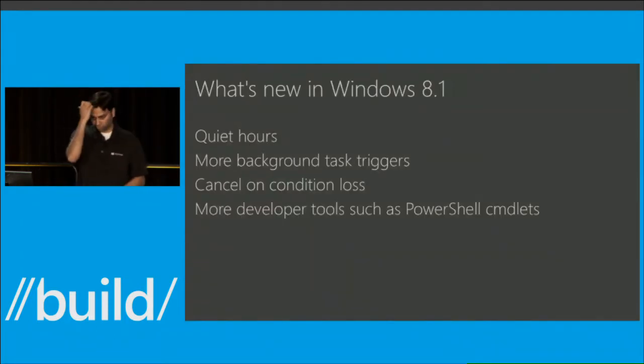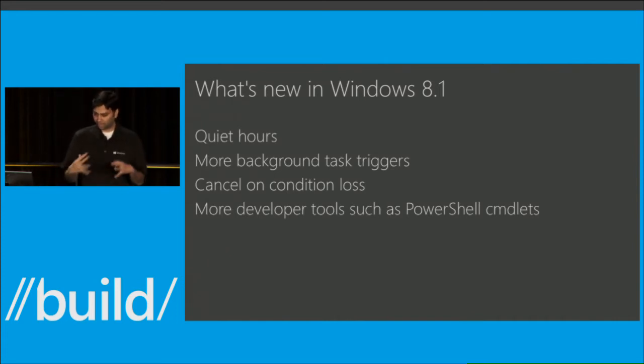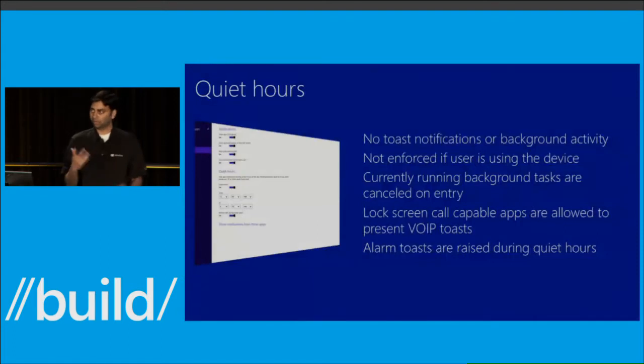Finally, what's new in Windows 8.1? In Windows 8.1, we haven't added a whole lot of stuff inside background task. We added a few new triggers that you already know about. We tried to round out the developer experience. We've invested a lot in PowerShell commandlets and making things easier to debug. The one new feature that we've added, though, is quiet hours. And I'm going to do a quick slide on what quiet hours are, and try to explain to you why it's useful here.